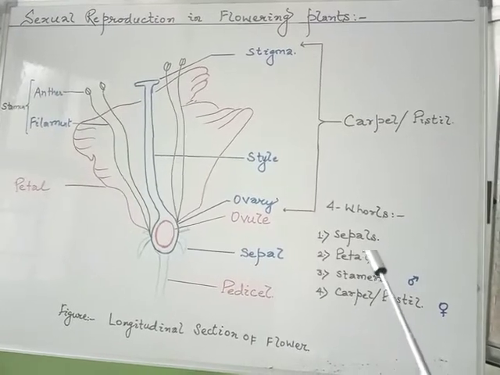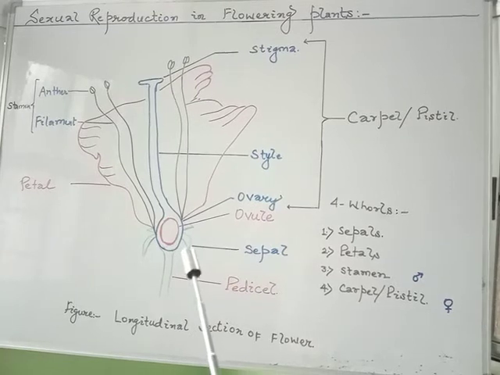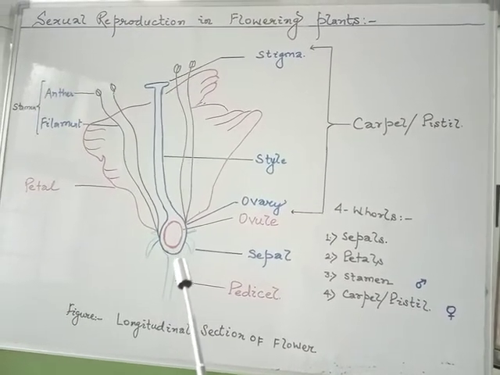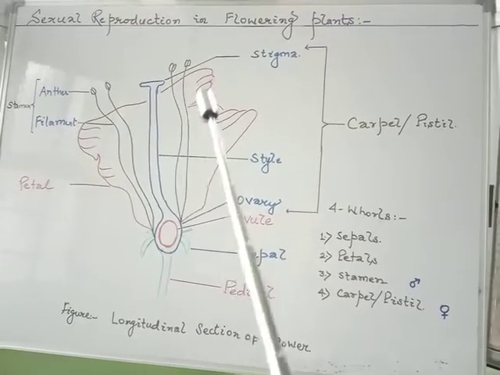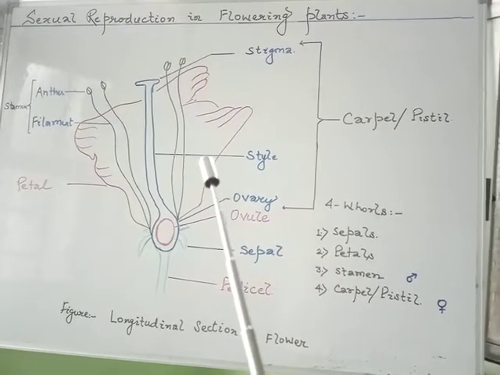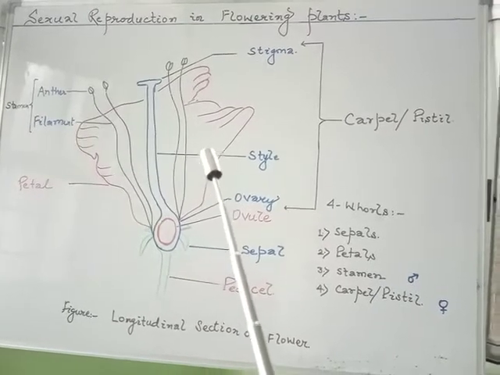Out of these, the sepals, which are green in color, form the outermost part of the flower and protect the flower in the bud stage. The petals, in most flowers, are brightly colored and help to attract insects for the purpose of pollination.